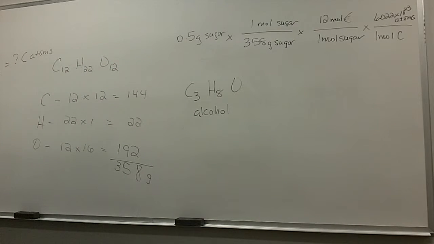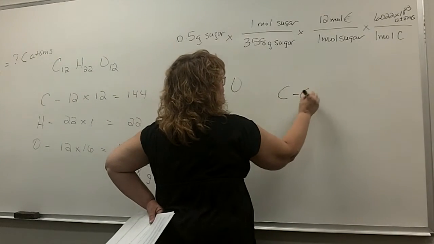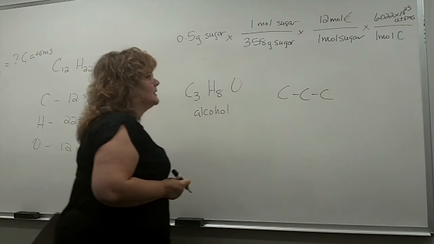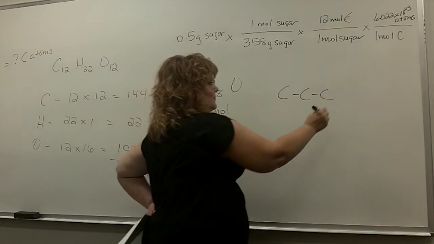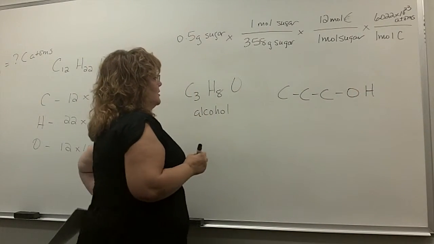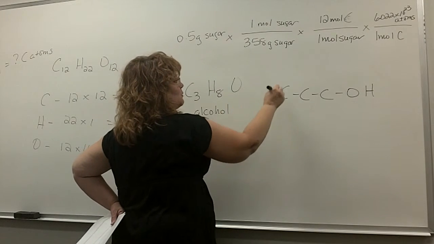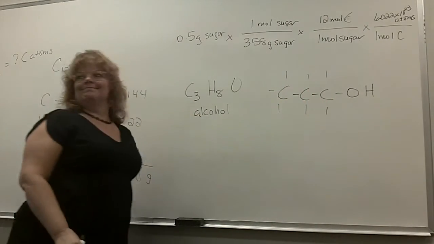How would you draw it? There'll be 3 carbons. And since it's an alcohol, it'll have an OH at the end. Good. And then, there's 1, so I need 7 more hydrogens. 1, 2, 3, 4, 5, 6, 7.